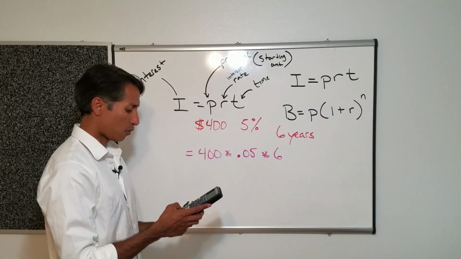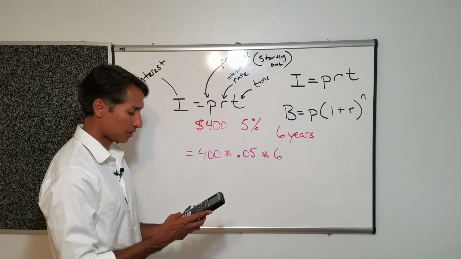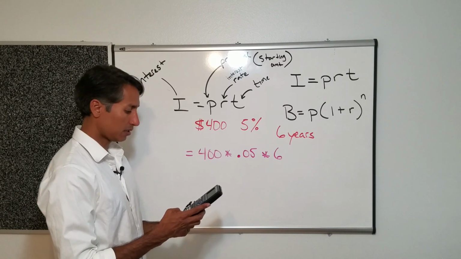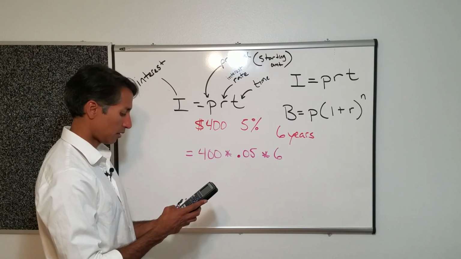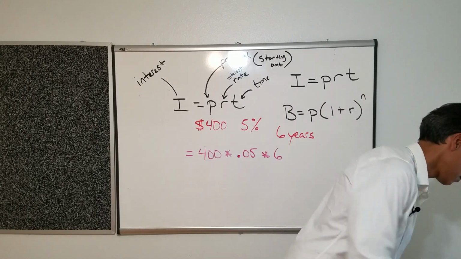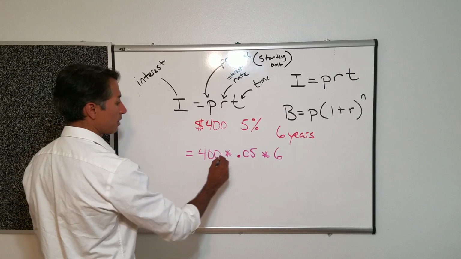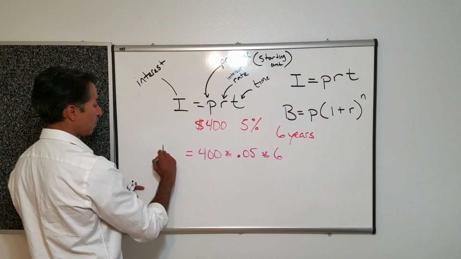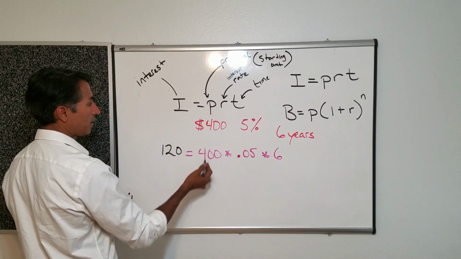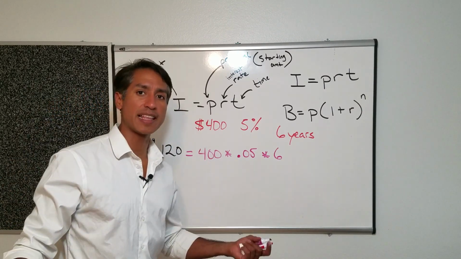So we have 400 times 0.05 times 6, which is, let's see here, 120. Okay, so this times this times this gives me 120, and it is in dollars. So I have $120 in interest that I earned.